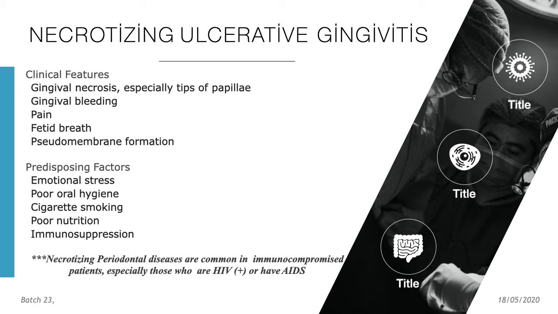So most commonly these type of diseases is seen in patients with immunocompromised disease like HIV positive patients. So if you see some necrotizing ulcerative disease, you have to think about HIV positive or a patient with an immunocompromised state before you start treating the patient. You have to take a proper medical history about the immunocompromised state before you start treating such patients.